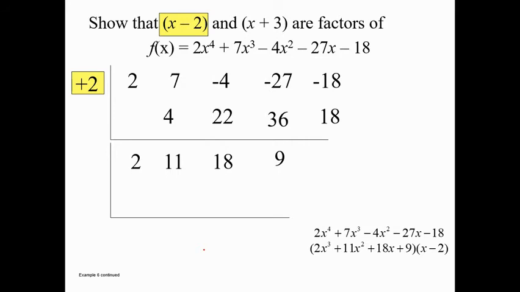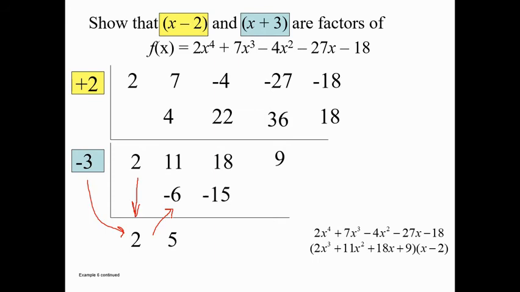All right, these numbers that are left, the 2, the 11, the 18, and the 9, we're going to look at our next set of parentheses, x plus 3, and what number are we going to divide by next? That's right, we're going to divide by the negative 3. So again, we're going to drop the 2 down, and it's going to be negative 3 times the 2, and then we put the number up, negative 6, so 11 plus a negative 6 is 5. Then it's going to be 5 times negative 3 for negative 15. 18 minus 15 gives me 3. Negative 3 times 3 gives me a negative 9.